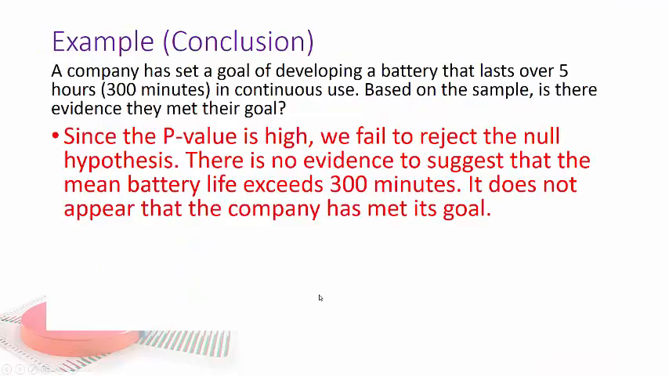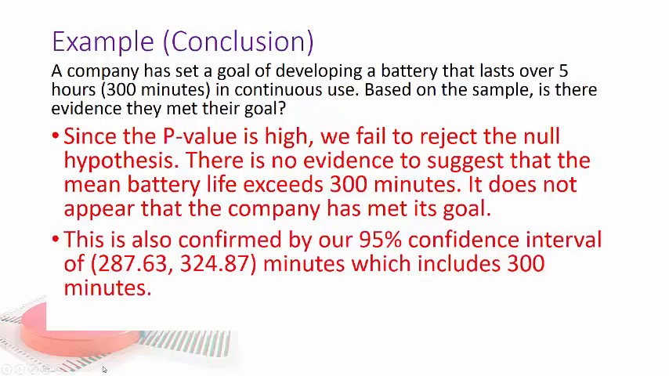The conclusion is, since the p-value is high, we fail to reject the null hypothesis. There is no evidence to suggest that the mean battery life exceeds 300 minutes. In other words, if I were to take a random sample of current batteries, not the new design, I'd have a 23% chance of matching what we saw. It does not appear that the company has met its goal. And this is also confirmed by our 95% confidence interval, which includes 300 minutes. So this does not seem to show that 300 minutes is lower than the performance of these batteries.